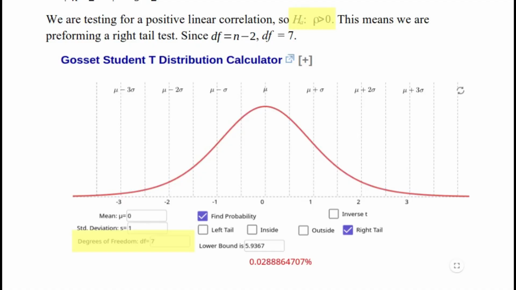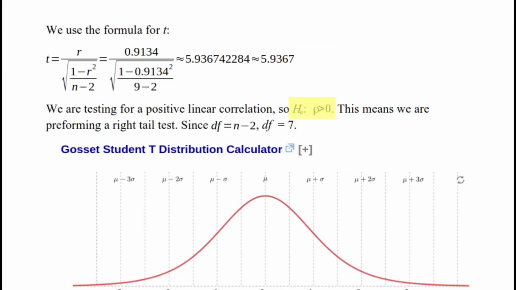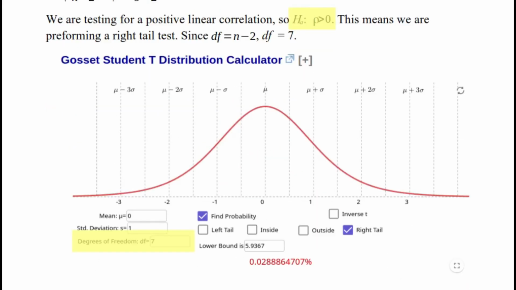Our lower bound, because we're interested in rho being greater than 0. So we're finding the area that does not contain our alternative hypothesis. So our lower bound, that is to the left, is our t value. Remember, t was approximately 5.9367. So we enter that.